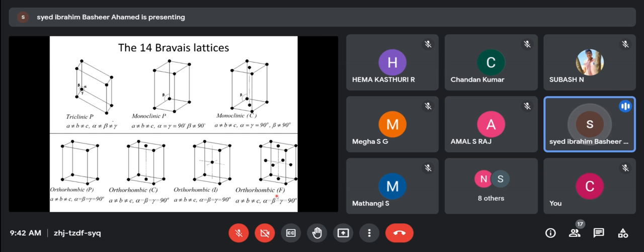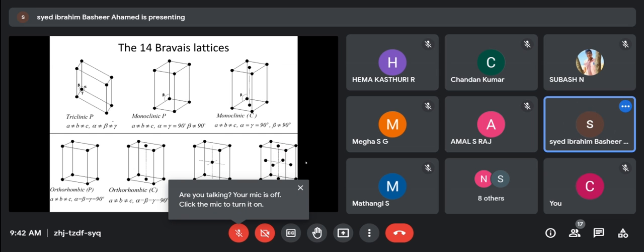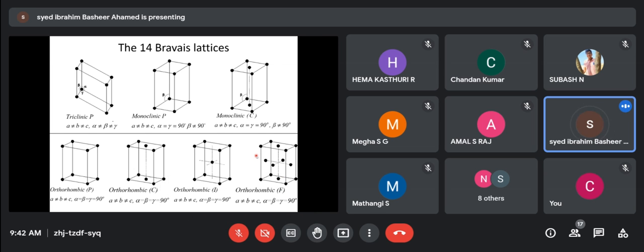So this is called a face center lattice. Orthorhombic F, capital F. This face center lattice, here you have to see the cell parameter. So A is not equal to B, not equal to C. Alpha, gamma is 90. Beta is not equal to 90.